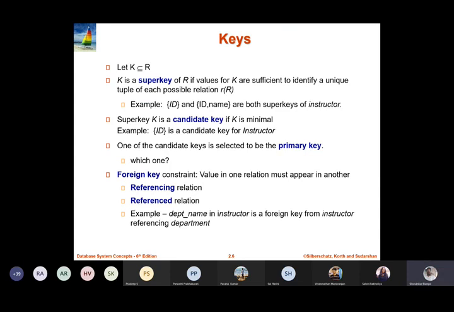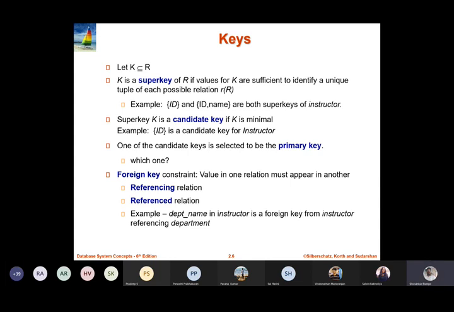So there exist relations which are unordered, and in any relation we have these keys: super key, candidate key, primary key, and foreign key, right? These are the four keys that are present in a relation. For example, K is a super key of R if the values of K are sufficient to identify a unique tuple of each possible relation r of R. For example, ID and name are both super keys of an instructor. Using ID, I'll be able to identify all the instructors in a department, and similarly ID and name also can be used as a super key.